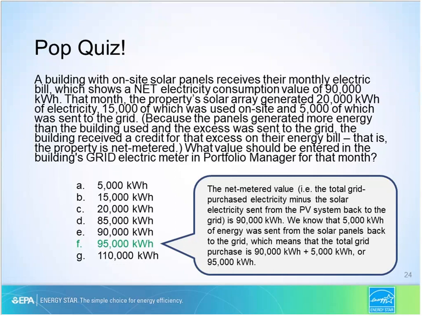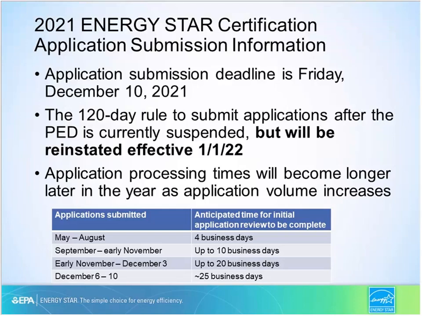And with that, we've reached the end of our content for today, but we did want to end with a reminder for 2021 certification. The application deadline is Friday, December 10th, and there's currently a 120-day rule suspension. We will be reinstating that rule on January 1st of 2022. So you'll need to submit applications within 120 days of the period ending date of the application.